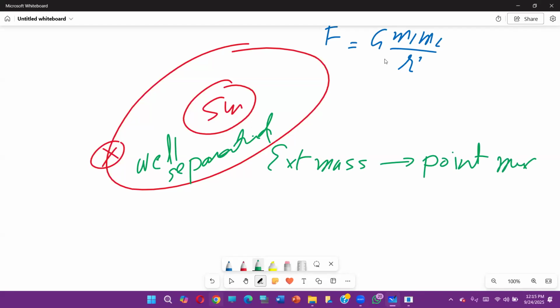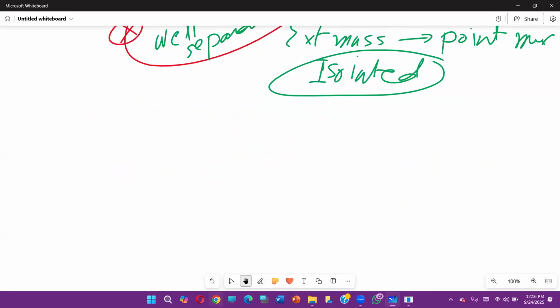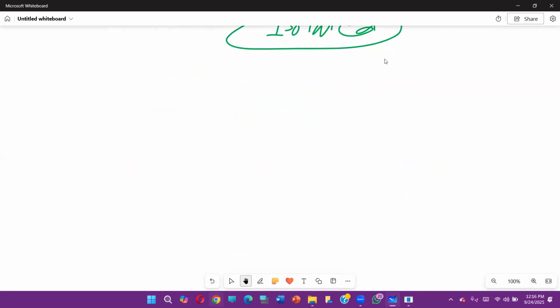Acha, he was emphasizing on the word isolated. Why is the word isolated important? Isolated. Sir, so that there is no other influence of gravity. Yes, because we actually focus on mass 1 and mass 2, no other mass. Isolated means other masses are not going to interfere. Good. Otherwise, we are not living in isolation.